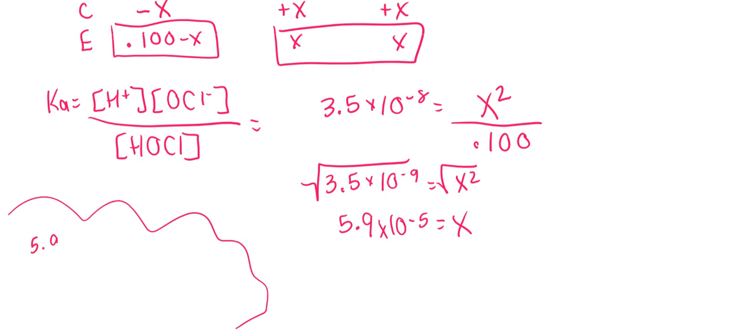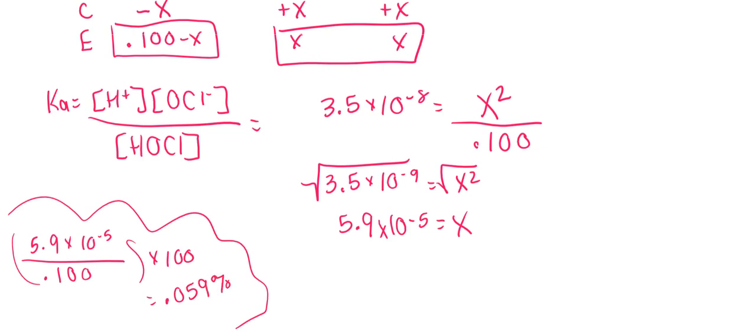So again, quick check with our 5% rule. I'm going to take X over the concentration of our weak acid, multiply by 100. If your number is less than 5%, X is going to be negligible. So again, since it's less than 5%, we could ignore the minus X. We don't have to use the quadratic formula to solve for this. Just leave your denominator as 0.100 rather than 0.100 minus X.